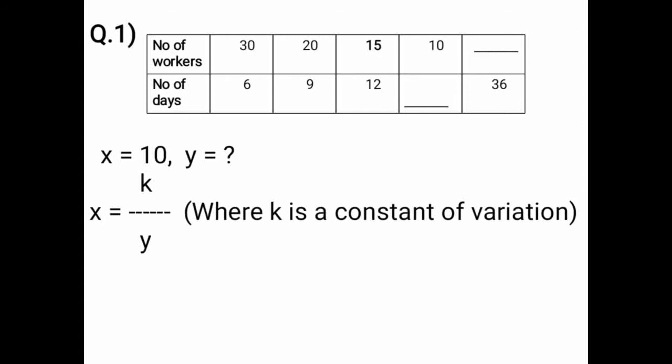You have to cross multiply this. You have to substitute the value of x which is given. Then for the constant of variation k, you have to substitute the value 180, because in the first column and second column, when you multiply the number of workers and the number of days, the constant of variation is 180. In every sum, when you solve, the constant of variation k you have to take is 180, even when you find the number of workers, even when you find the number of days.